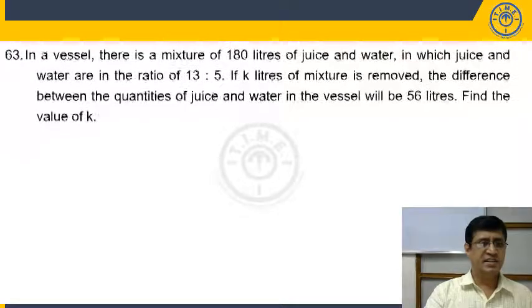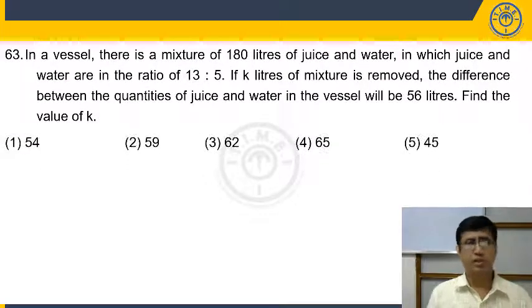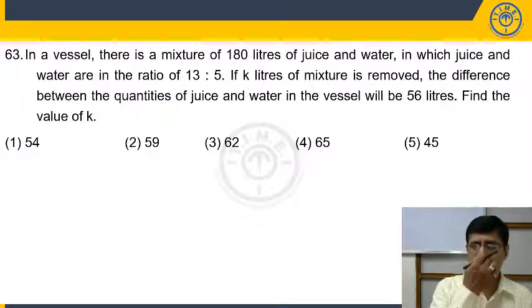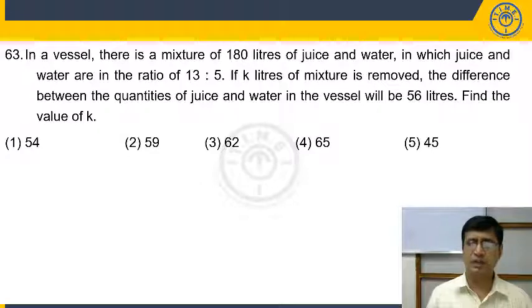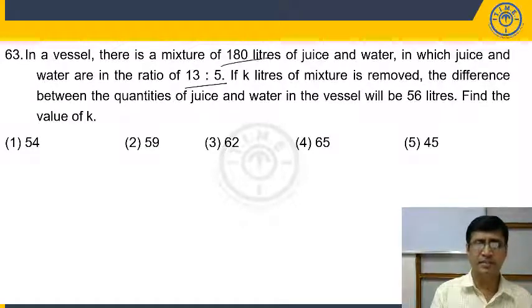Now look at the next example on your screen. Question number 63. In a vessel, there is a mixture of 180 liters of juice and water, in which juice and water are in the ratio 13:5. 13:5 means total 18 parts, 180 liters. So 18 parts, 180 liters means what is the 1 part value? It is 10 liters.